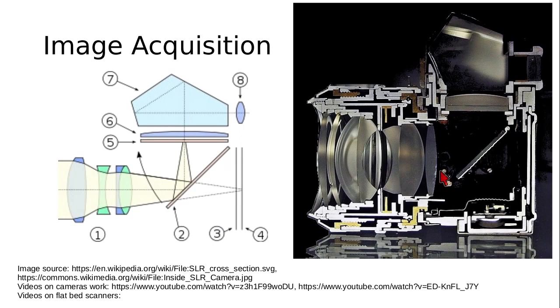In SLR cameras you also have a mirror assembly. There is a mirror that reflects the light onto a prism, and because of the prism you are able to see what you are taking a picture of. The charge coupled device or the film is located here, but the way you see the scene is through this prism and mirror assembly. The light comes in through the lenses and the aperture, gets reflected off the mirror, goes to the prism, and you are able to see the scene through the eyepiece.